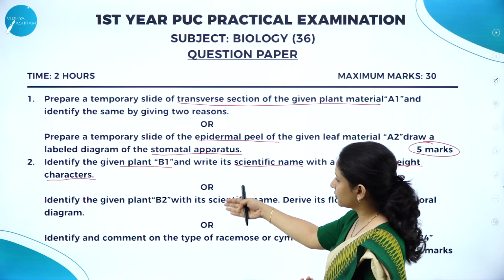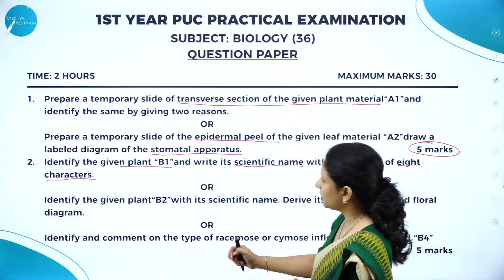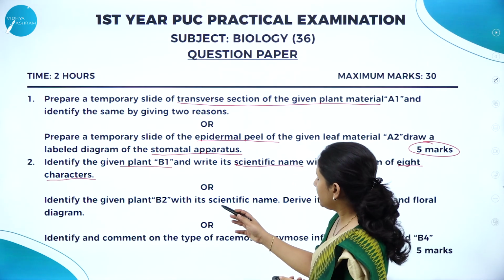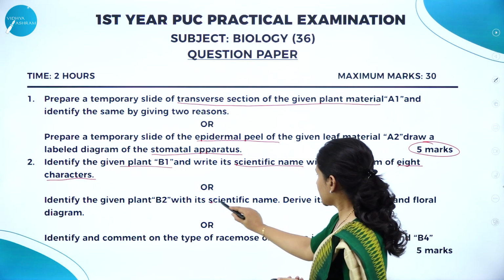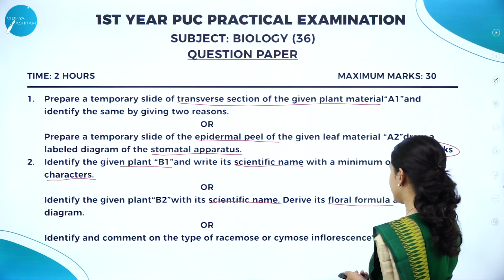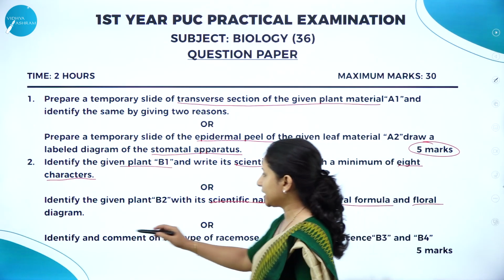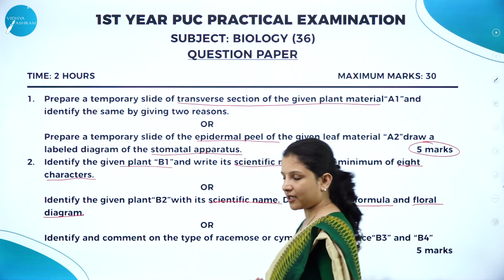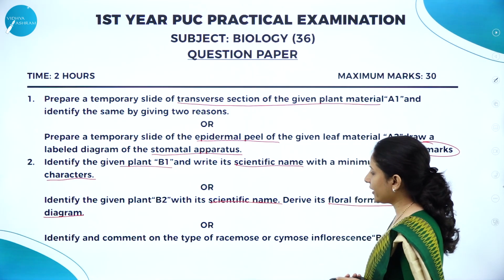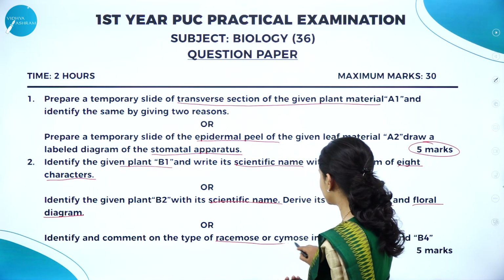So here also choices are there. 3 choices have been given. Identify the given plant B2 with its scientific name. Derive its floral formula. You have to write the floral formula as well as the floral diagram. All this you'll study in theory as well as practicals also. Next is identify and comment on the type of racemose or cymose inflorescence.